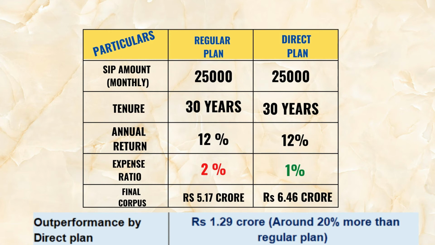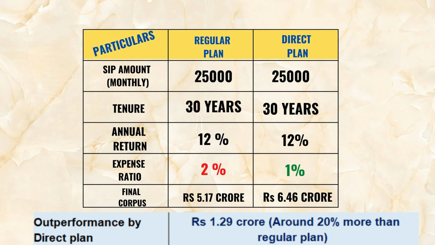So consider in this table, we are doing a SIP of 25,000 for a tenure of 30 years. Consider we are investing 25,000 monthly for 30 years, and the annualized return is somewhere around 12%. For the regular plan, the expense ratio will be 2% or more because of the middleman involved, because of the advisor involved. So that's why it is 2% here, and 1% for the direct plan because there is no middleman involved. We'll be directly investing in mutual funds, so that is why 1% is present here for the direct plan.